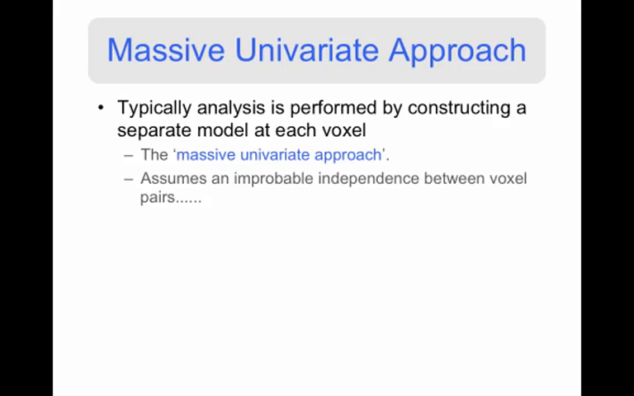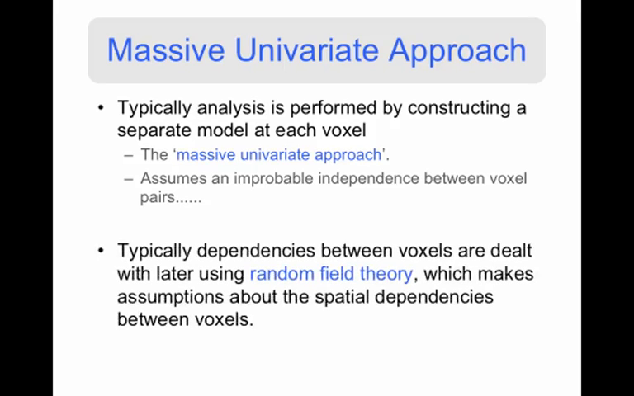Now this assumes an improbable independence between voxel pairs, because it seems very reasonable that 2 voxels adjacent to each other would behave in a similar fashion, especially compared to 2 voxels that are very far away in the brain. However, these dependencies are typically dealt with later on using random field theory, which makes some assumptions about the spatial dependencies between voxels. There are also other spatial models that incorporate relationships between voxels, but in the majority of cases, people use this massive univariate approach.